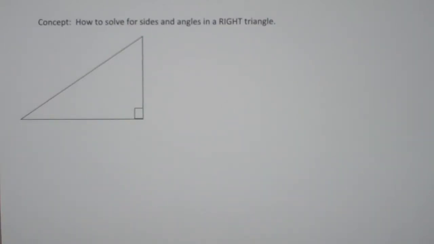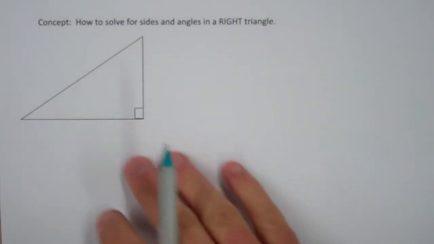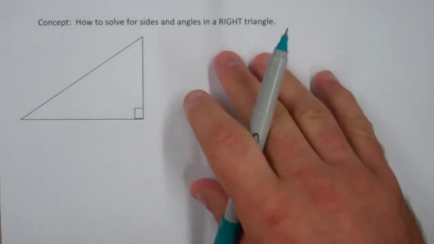In this concept video, we're going to be discussing how to solve for sides and angles in a right triangle. We've done a little bit of this before, and you might remember some of this from a previous math class. But I want to draw you into this entire concept here together.